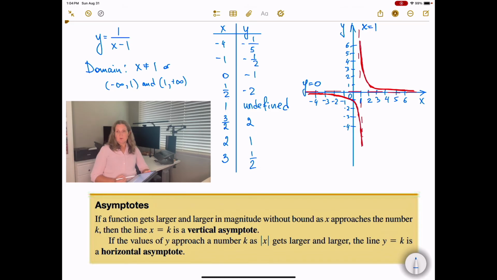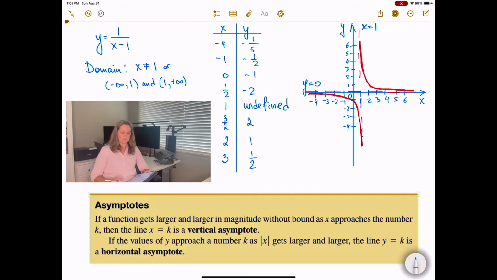If the output values of the function get larger and larger as x approaches some specific input value k, then the vertical line x equals k is a vertical asymptote. If the output values of the function are getting closer to a number k, as x gets larger and larger going to plus infinity, or x gets smaller and smaller going to minus infinity, then the horizontal line y equals k is known as a horizontal asymptote.